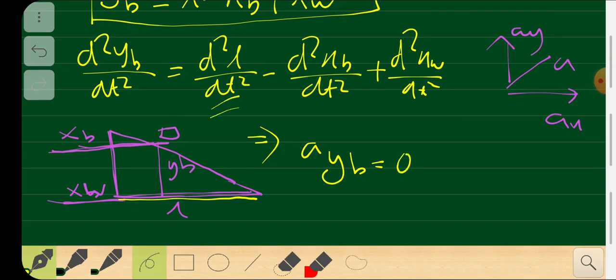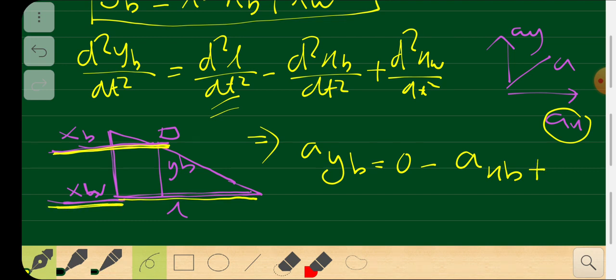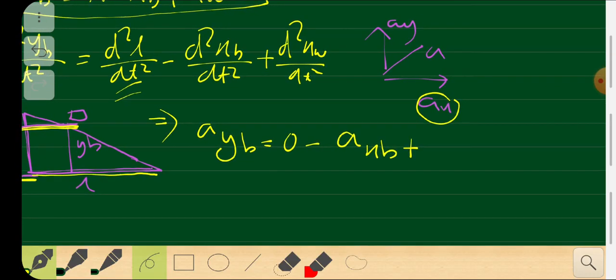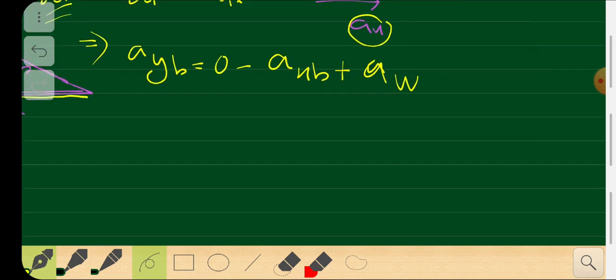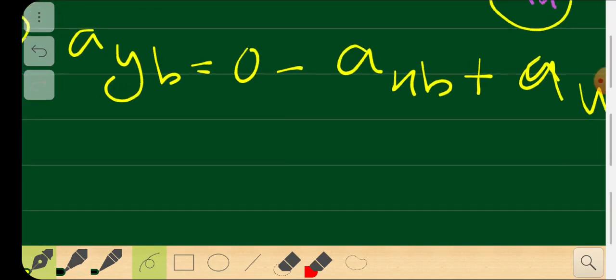So that will be 0 minus d square xb by dt square, where xb is the distance traveled by the box in the x-axis. That will be equal to ax, the x component of the acceleration of the box, plus xw, the distance traveled by the wedge. So that will be the acceleration of the wedge. So we found out that ayb, I'm going to write this down.